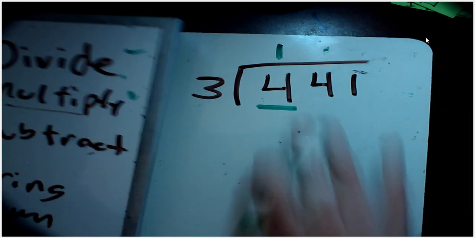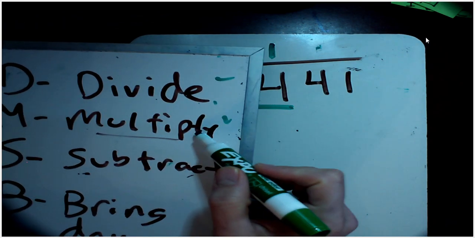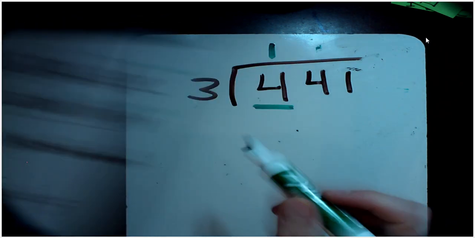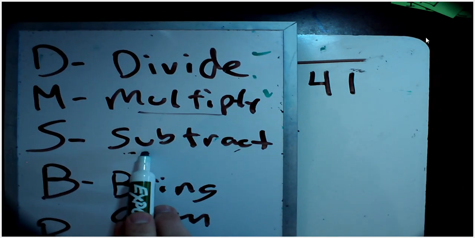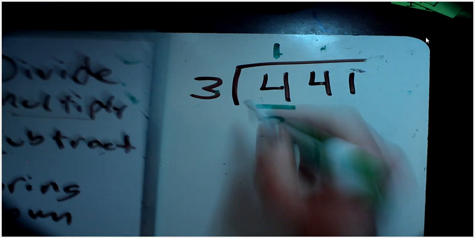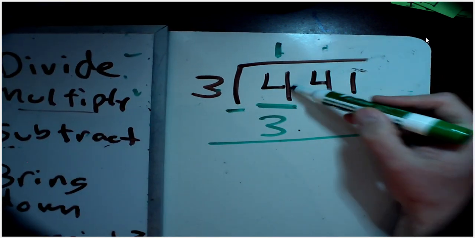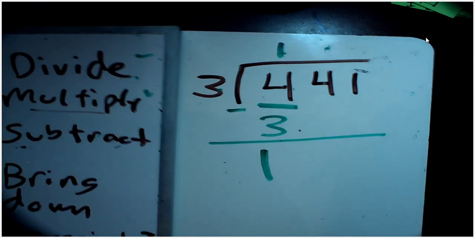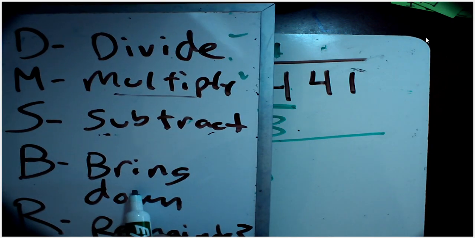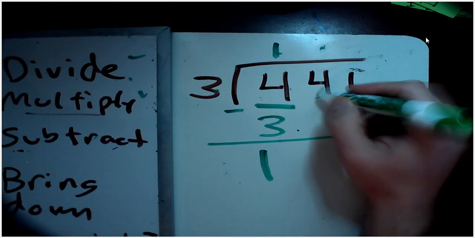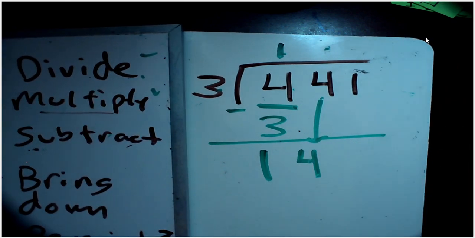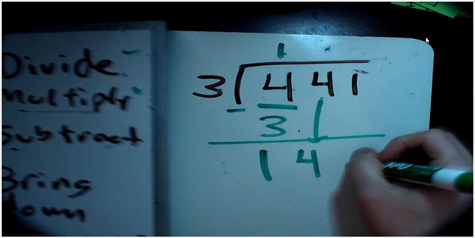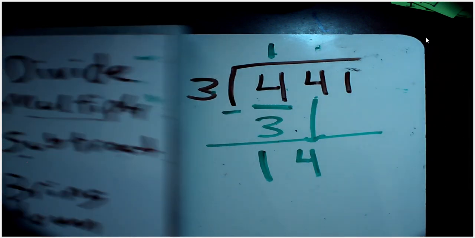We haven't even touched this other stuff yet. We're going to get there. Look at multiply. 3 times 1 is 3. Then we subtract. 4 minus 3 is 1. Then we bring down the next number. So let's bring down this 4. Show that to you. We have the 4. We don't have to bring down that 1. We're not going all the way. We're working our way across.